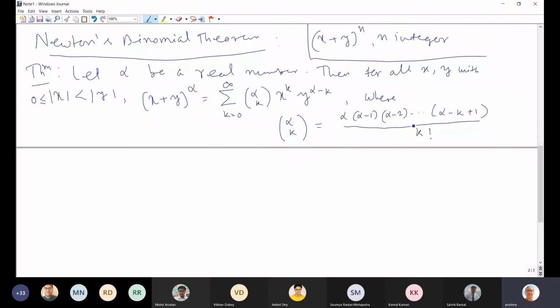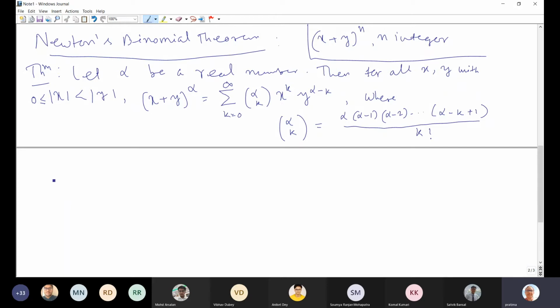This number you will be able to find out. This you can determine. This is well defined, right? So this is how alpha choose k is determined. I will not give a proof of this, I'll just give the statement. If you are interested, you can search and know why. How do you get this expansion or expression of (x plus y) whole to the power alpha to be like this?